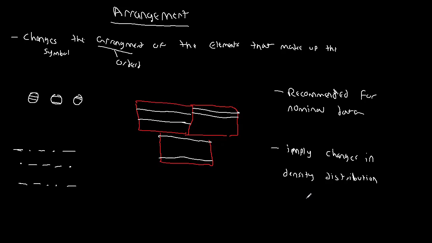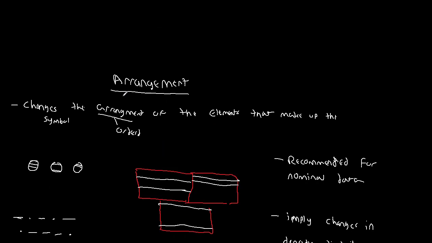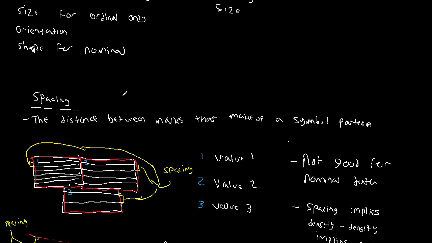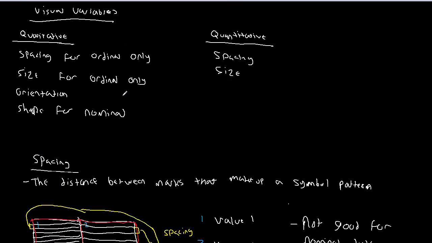So hopefully this makes sense, this idea that we can keep more or less the same elements, but simply reorder them to imply nominal data, right? That this is different than this, but not necessarily better or worse. So if we scroll up to our list that we have going here, the last qualitative visual variable for nominal is going to be arrangement.